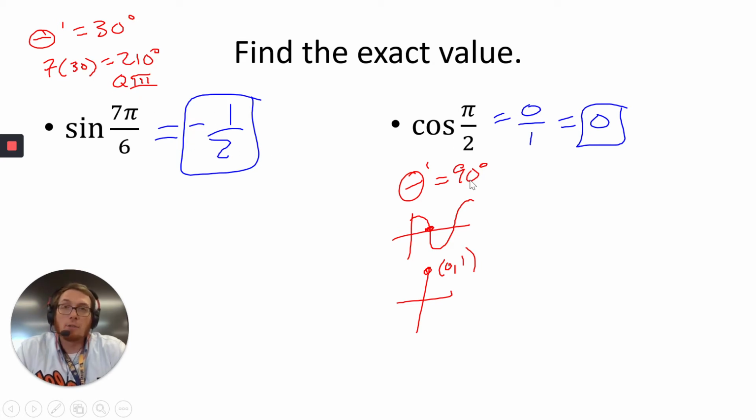Cosine of pi over 2, that's one of those quadrantal spots. Either use the circle idea or the graph of cosine. Cosine of 90 degrees is 0 because 0 over 1, or the x value over the r value, is 0.